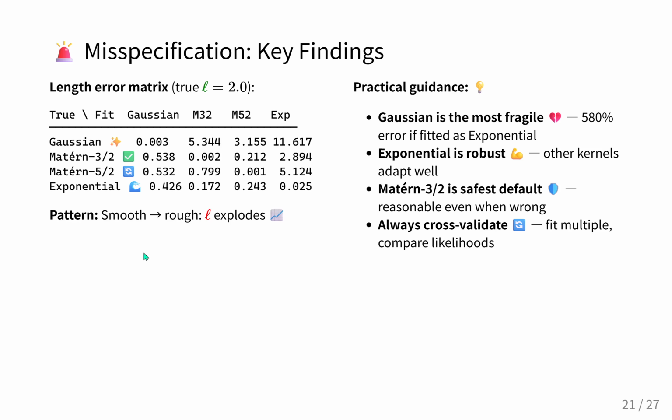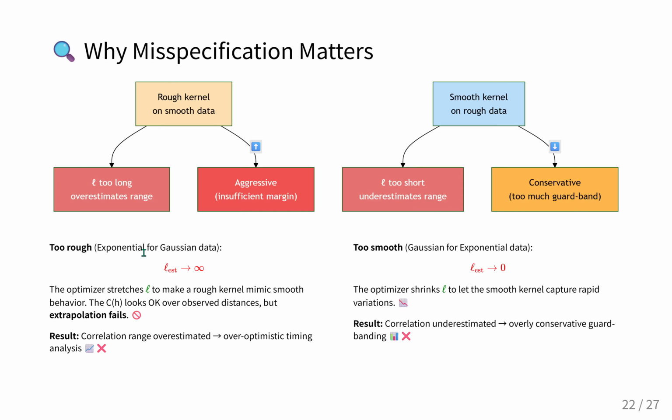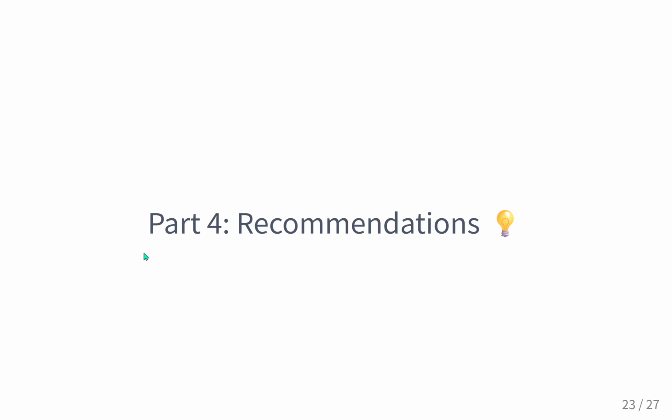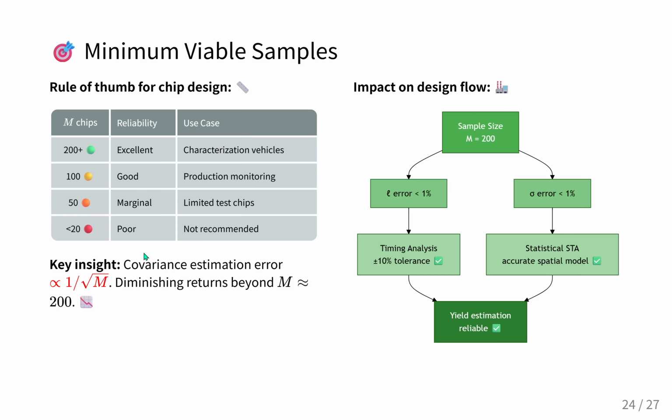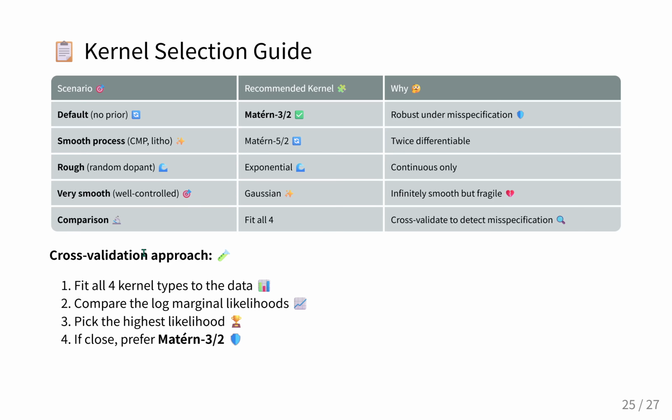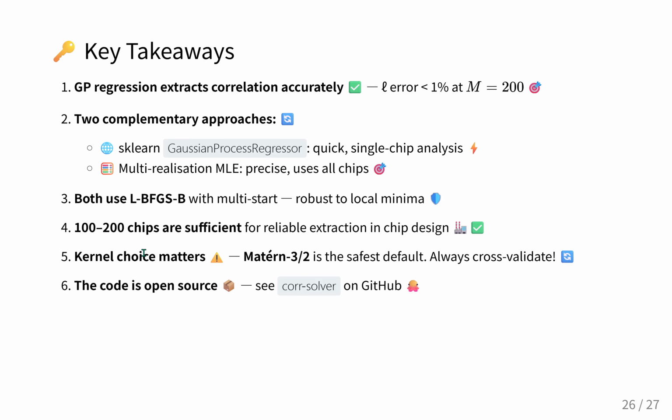Wow. Okay, so to prevent these massive miscalculations, the presentation gives chip designers a concrete playbook. And it starts with a magic number of test chips to use, which they call M. Right, the sample size sensitivity. So walk us through that. How many chips is enough? The sweet spot is really between 100 and 200 chips. That gives you reliable data for all the kernels.